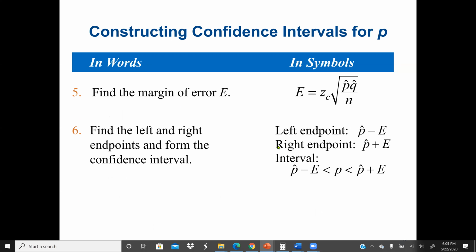So P hat minus E will be the left-hand point. Then P hat plus E will give us the right-hand point. So the interval for P will be P hat minus E less than P less than P hat plus E.